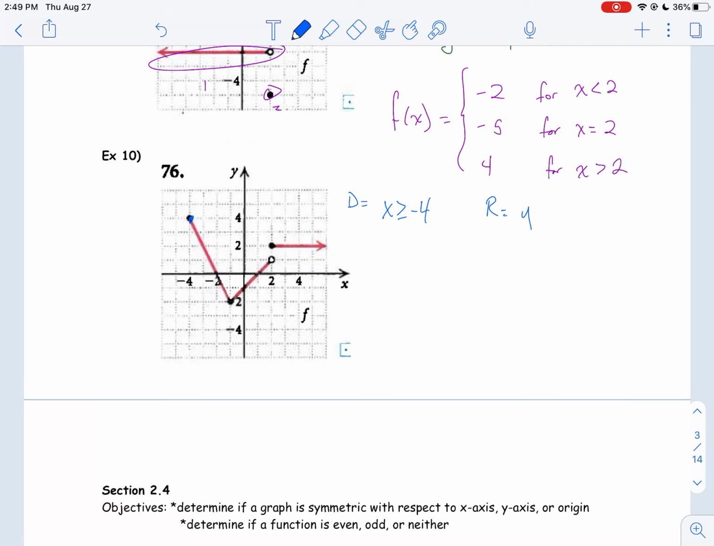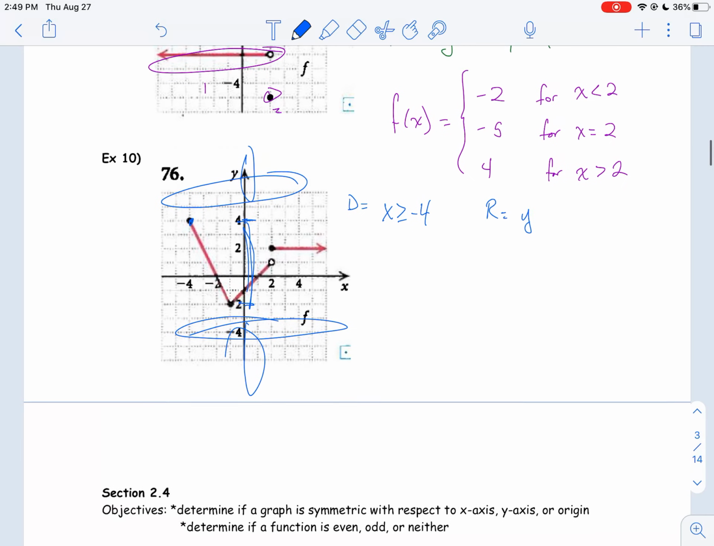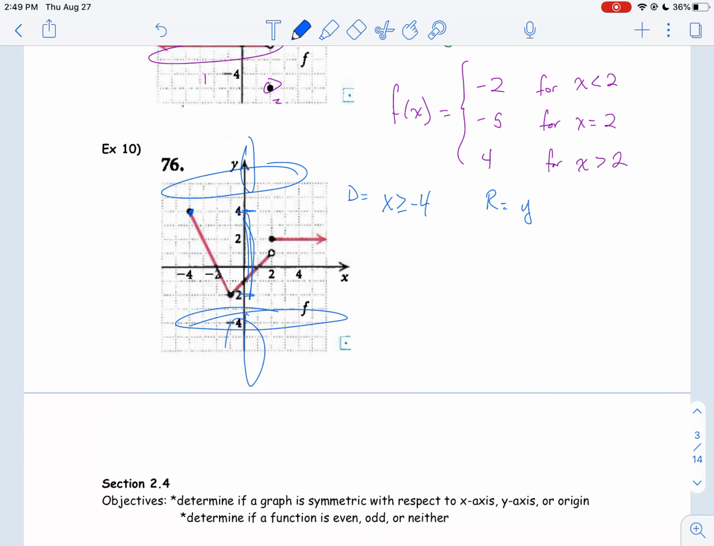How about my y values? What's my range? Well, I don't have any y values up here. I don't have any y values down here. Okay, but everything in between here, between 4 and negative 2, there are y values. So my range is, we could write this in 2 ways. y is greater than or equal to negative 2, and y is less than or equal to 4. Or you could make this a combined inequality, where y is greater than negative 2 and y is less than or equal to 4. We say it the same way, we just read this half backwards. y is greater than or equal to negative 2.